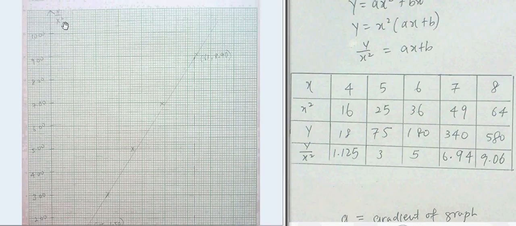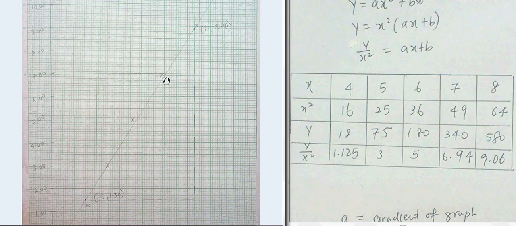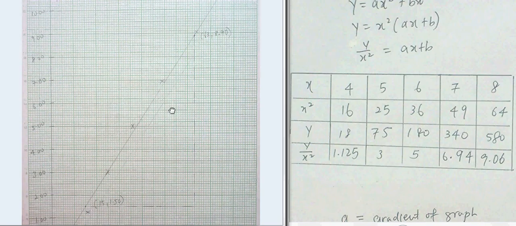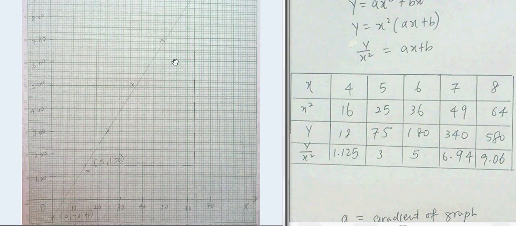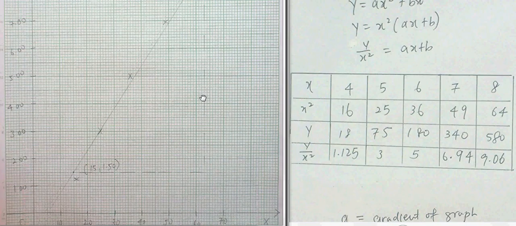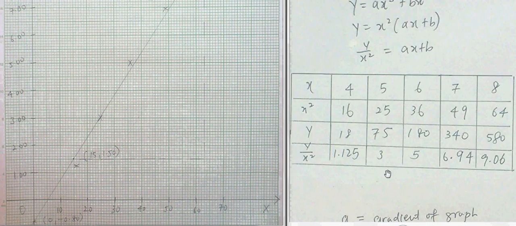So we plot y over x squared against x. So this point will be 16, 1.125, 25, 3, 36, 5, 49, 6.94, and 64, 9.06. We then plot a best fit line. So this graph will be the line of y over x squared against x.